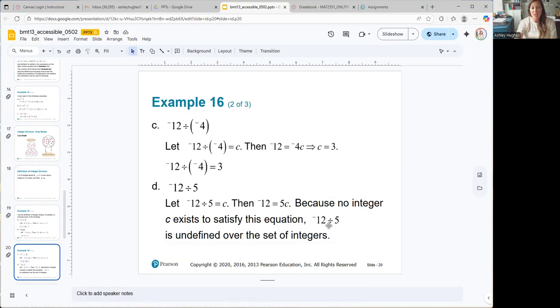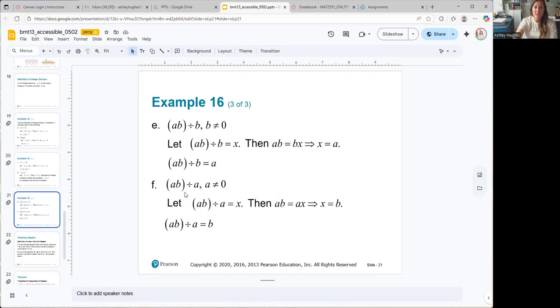If we're trying to give integer answers, there's going to be a remainder here. So 12 divided by 5, you're going to have 2 point something, right? So you can't give an integer answer. AB divided by B is A, where B doesn't equal 0. So I always write it like this: AB divided by B, the B's divide to be 1, so you're left with A. But B cannot be 0 here because you cannot divide by 0. And the same idea here, if you have AB divided by A, you're left with B. But you cannot divide by 0.